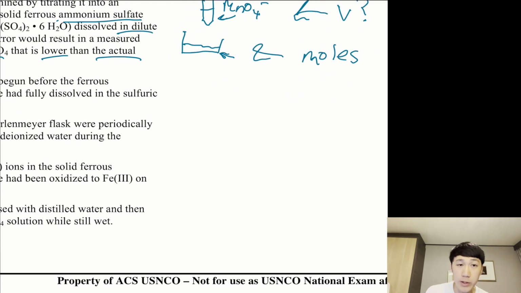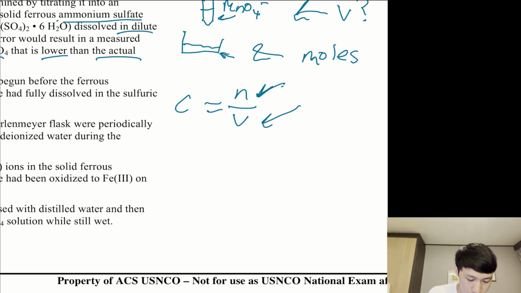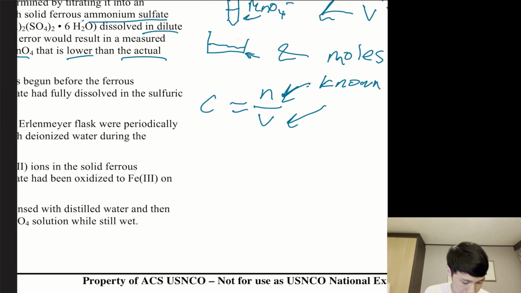And we know that we calculate the concentration. We have concentration equals the amount of moles that have reacted divided by volume. And what we're measuring is actually this volume part, the volume of permanganate we needed to add. This is known based off the reaction stoichiometry and the amount of ferrous ammonium sulfate that are in there.